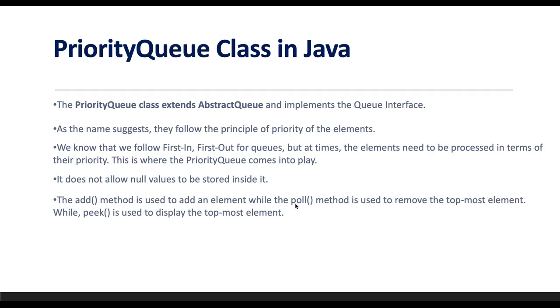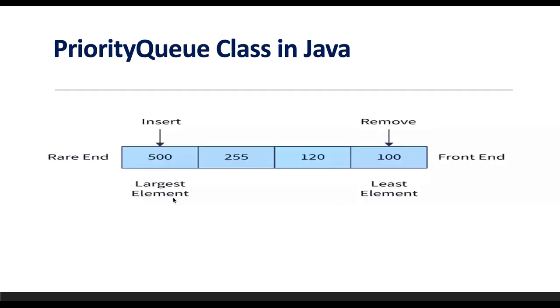We have seen the poll method, right? As in the case of the stack, the same method is used for the priority queue to get an element and remove it from the queue. The next method is the peek method. This method is similar to the stack method; it is used to display the topmost element without removing it from the queue. This is the basic difference that we saw in our previous video, and these two methods are also available inside the priority queue.